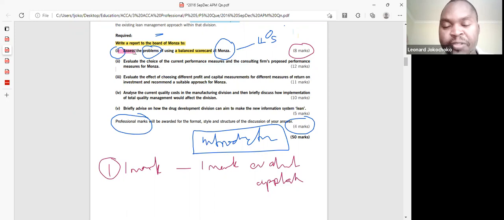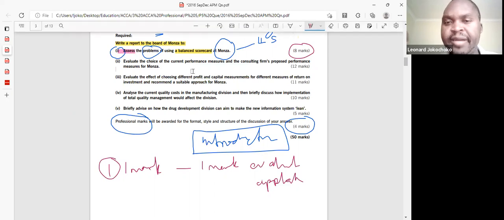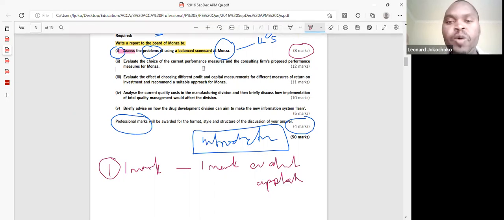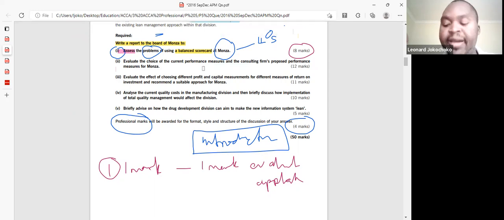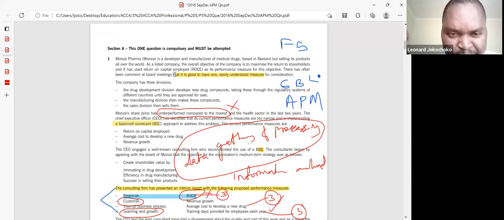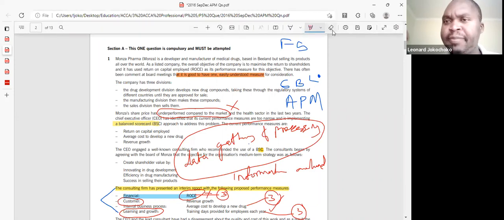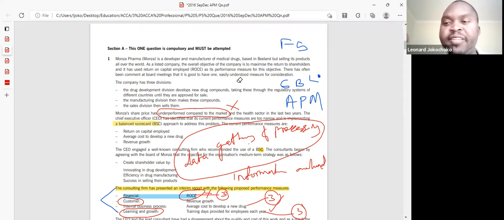If I want to apply here, I would say apply like this. In the case of Monza, the company already indicated they prefer one performance measure. While I'm writing, I'm just repeating what I'm talking about. The board said they prefer one performance measure. So I've applied, I'm done. I should get my 2 marks for that. Not 1, I will get my 2 marks.